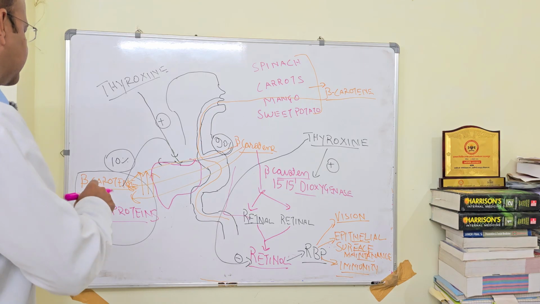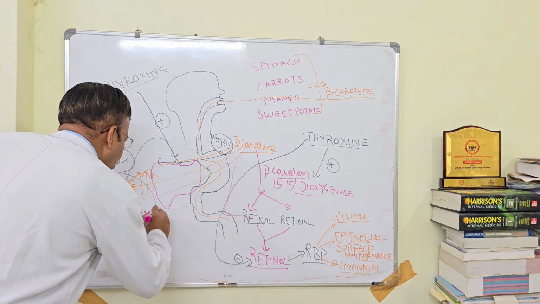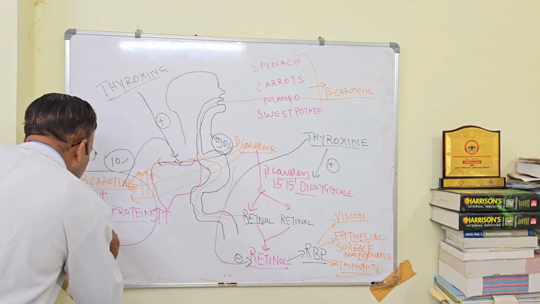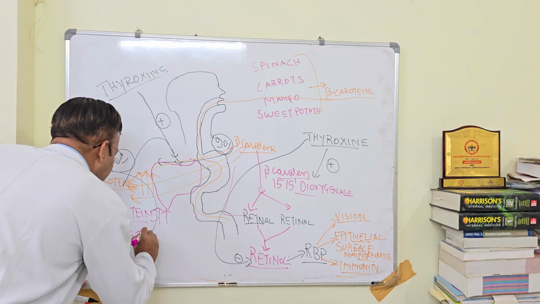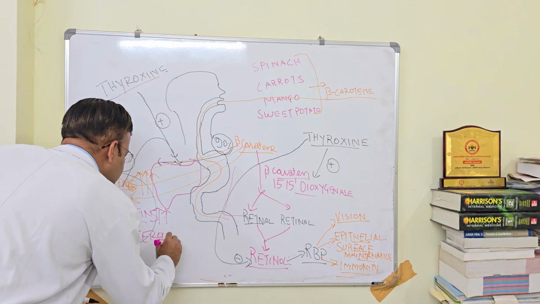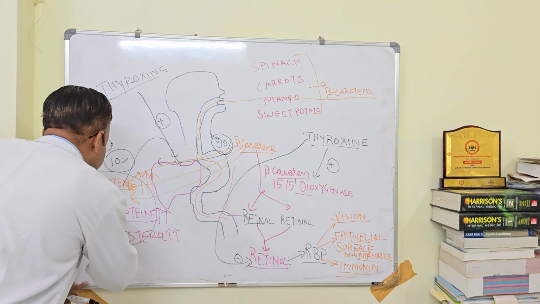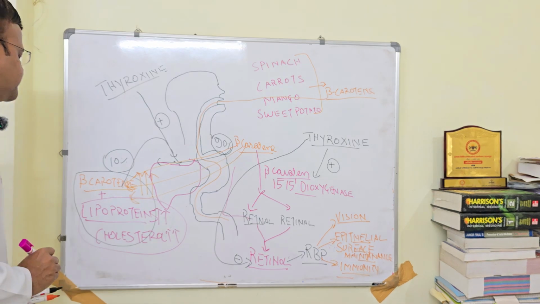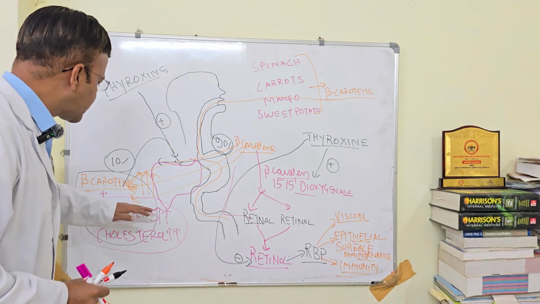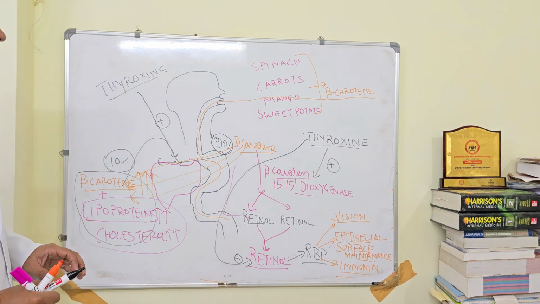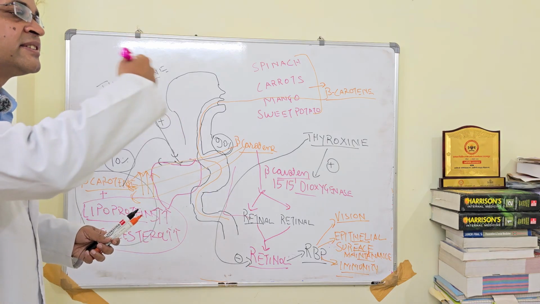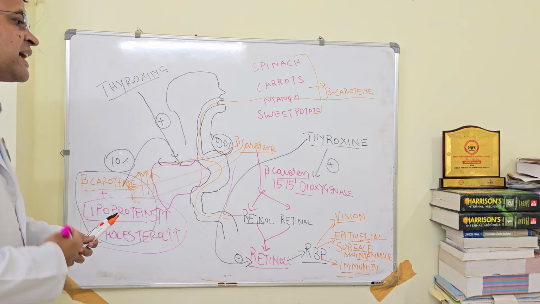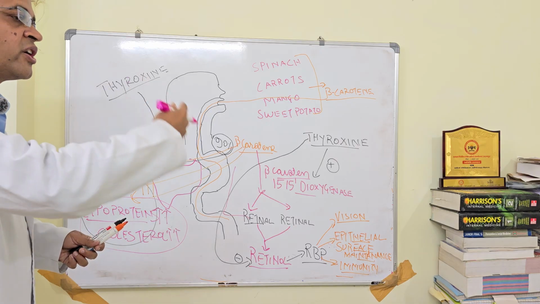Thyroxine will increase the quantity of lipoproteins and also cholesterol. Right? So what will happen if the quantity of lipoproteins and cholesterol increases? Now the circulating time of beta carotenes will increase. Now beta carotene can stay in circulation for a longer time.